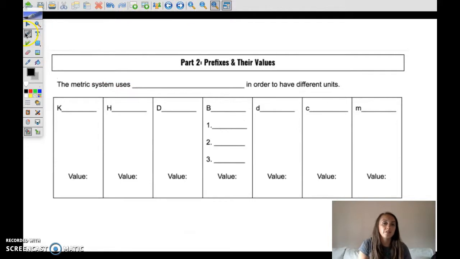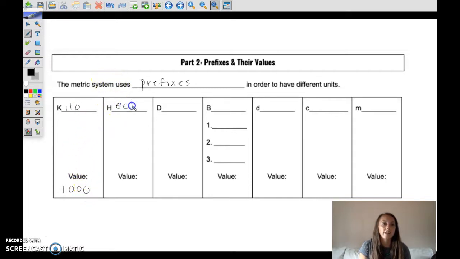Now with those base units, we're also going to need prefixes, because the metric system uses prefixes in order to have different values or different units. K stands for kilo, which is representative of 1,000. Now this is like a definition. Whenever you see the word kilo, you always know the value is 1,000.